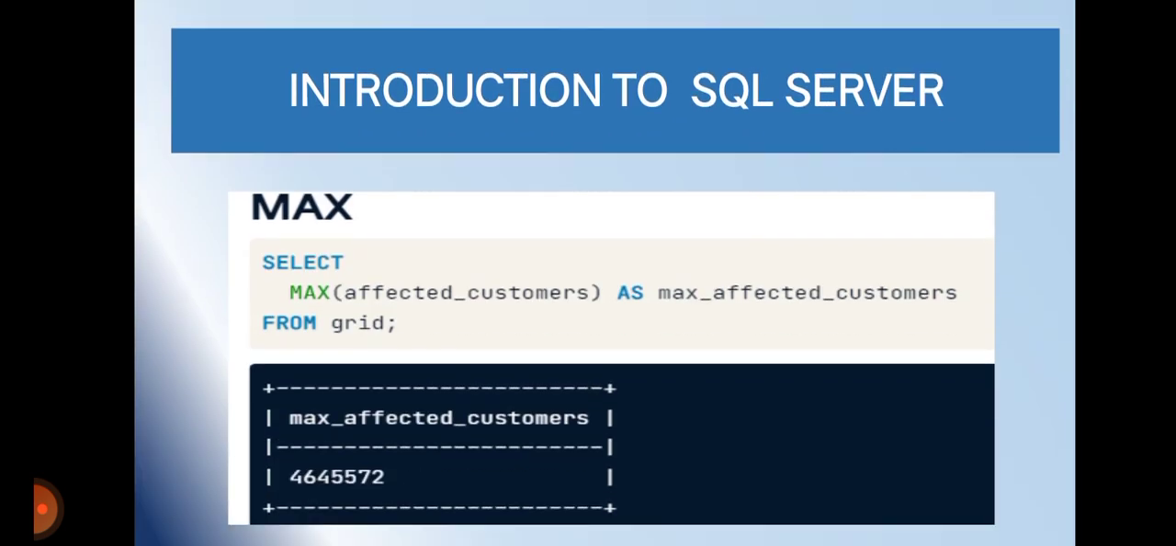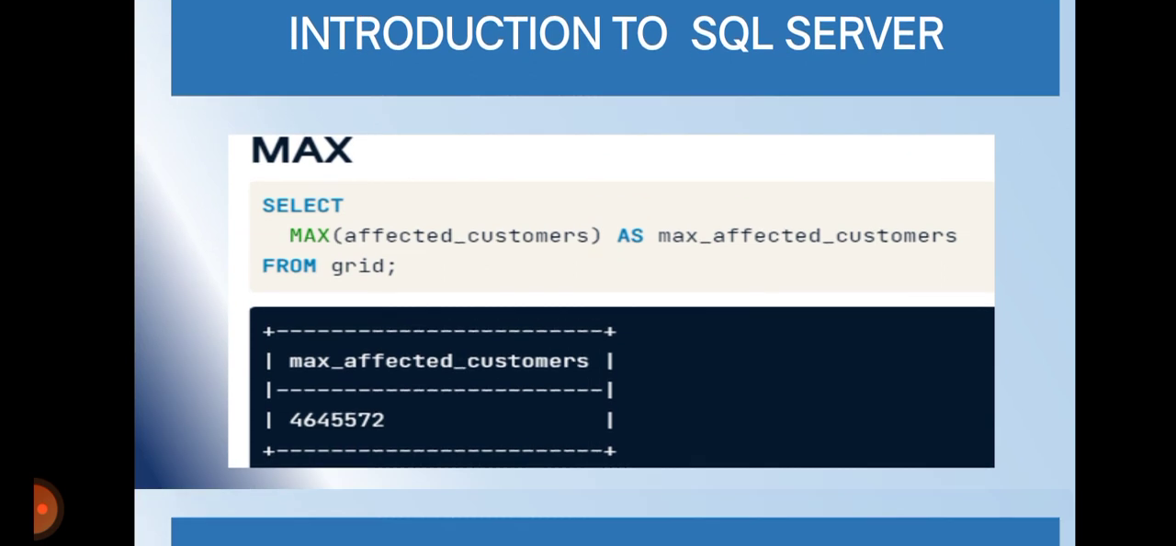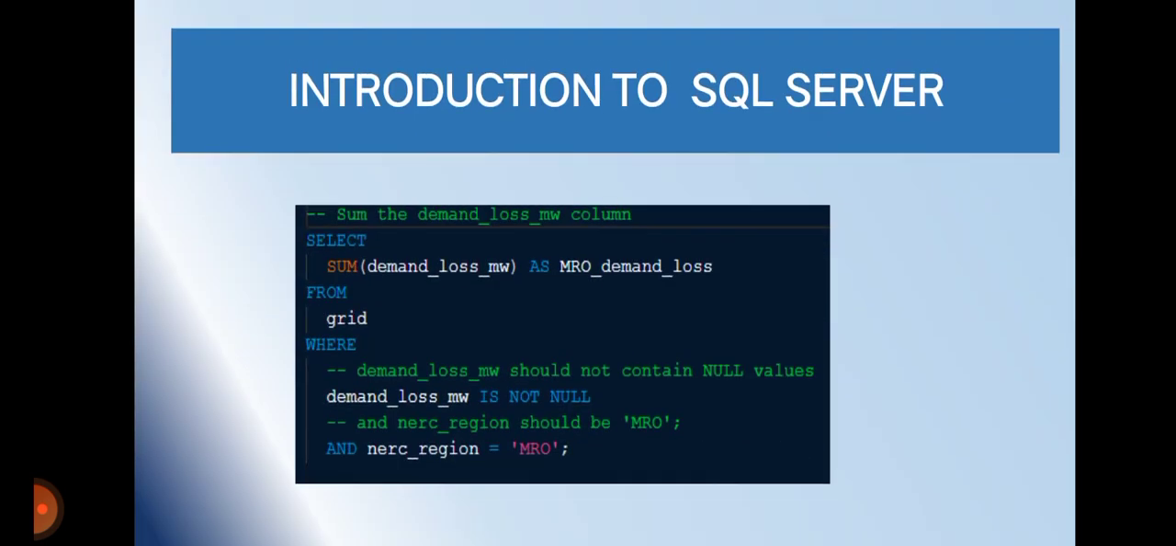The MAX function is the same as the MIN function. We can use the MAX function to obtain the maximum column value. And this is the example of summing up all the columns. We have SELECT SUM demand loss AS MRO demand loss, as we use an alias. From grid we have also used a WHERE clause, where demand loss should not contain null values and demand loss is not equal to 1.